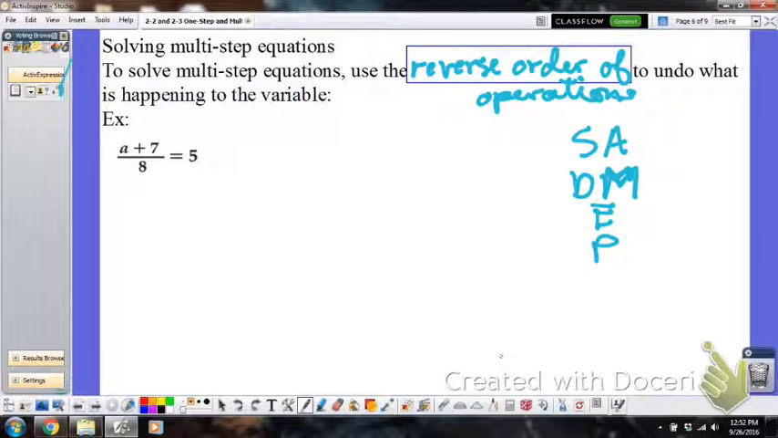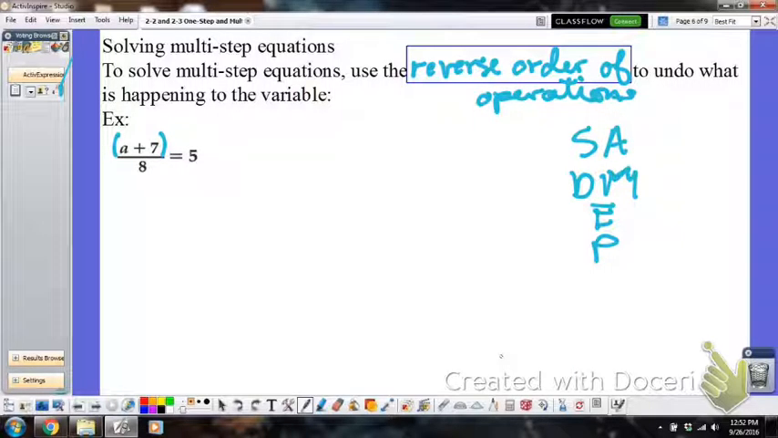So let's go ahead and look at this equation. We have a plus 7 divided by 8 is equal to 5. Now, remember when we talked about grouping symbols, this division bar is a grouping symbol. So that means that a plus 7 is grouped together in parentheses.